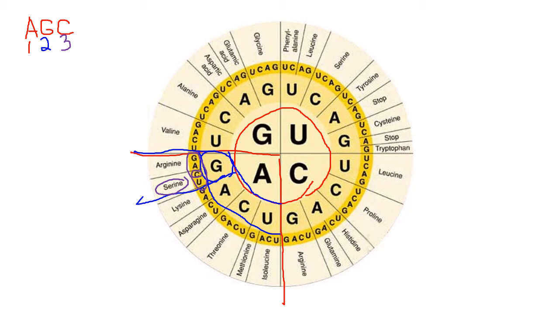Now I want you to notice something. Here, I'll use a red pen again just to show you. Notice how I can either have U or C code for serine. So actually, if I had a codon of A, G, U as my codon on my mRNA, both of these would code for serine. So it is possible to have multiple codons code for the same amino acid, and this is going to be really important when we start talking about mutations.